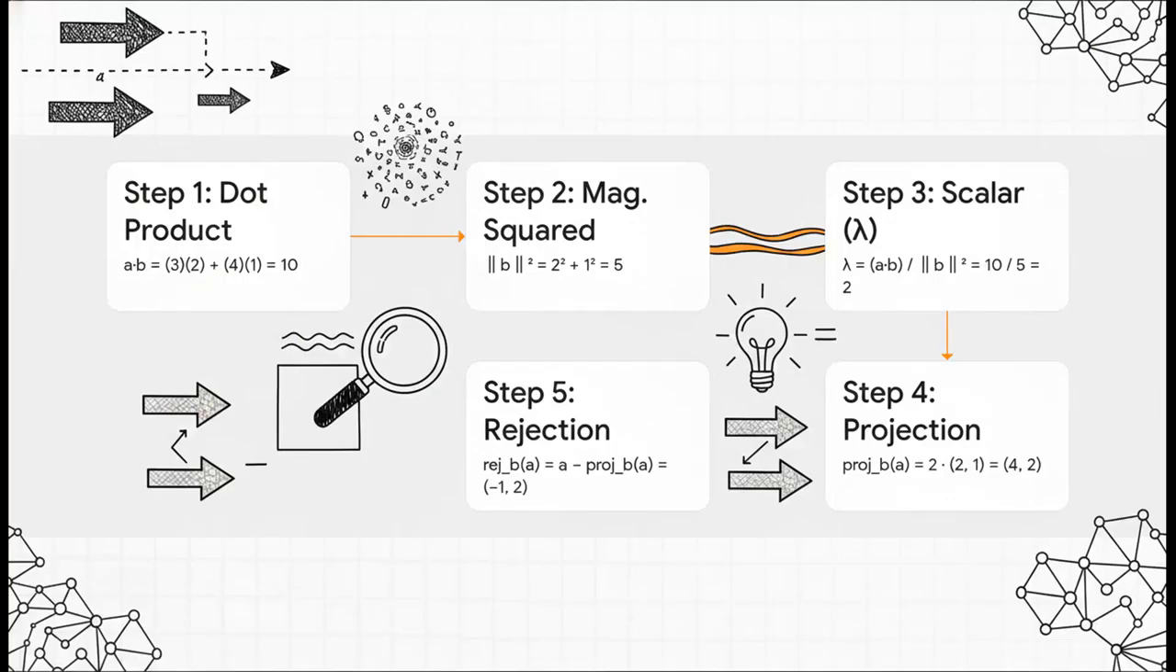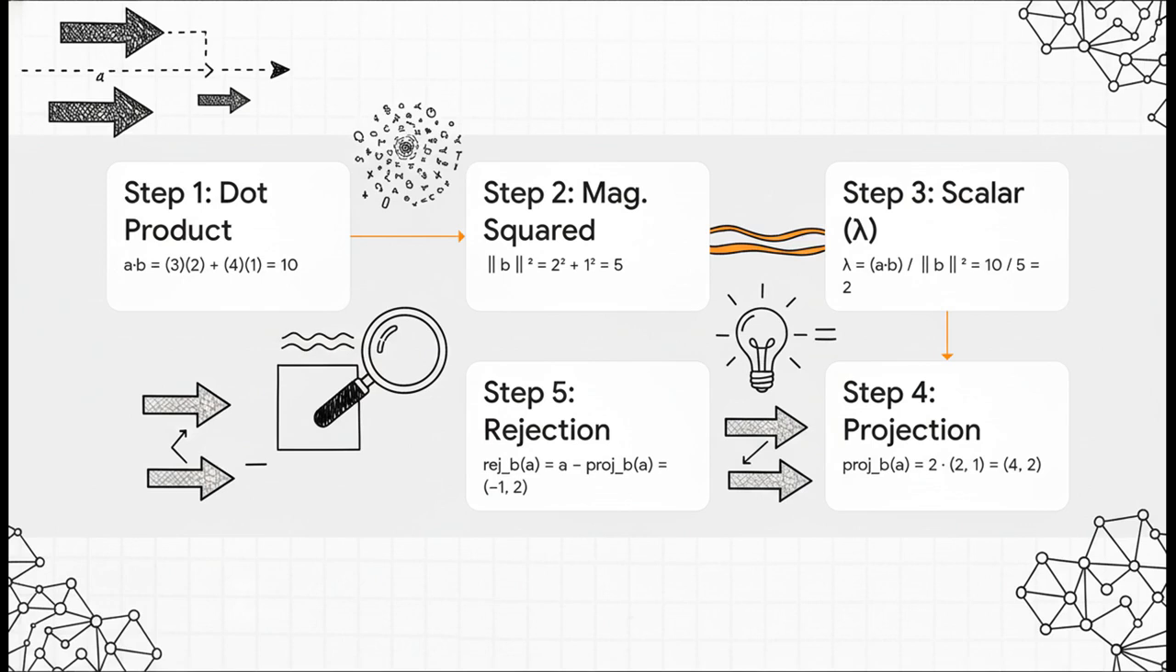Okay, let's say vector A is (3, 4) and vector B is (2, 1). First step, we need the dot product. That's 3 times 2 plus 4 times 1, which gives us 10. Easy enough? Next, we need the squared length of B. So 2 squared plus 1 squared equals 5. Now, here's the magic ingredient. We divide the dot product by that squared length. So 10 divided by 5 gives us 2.